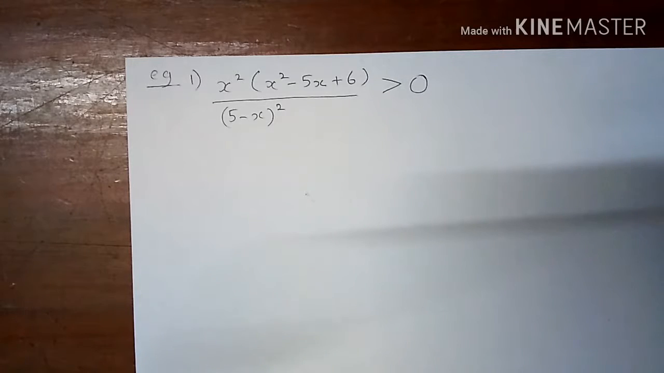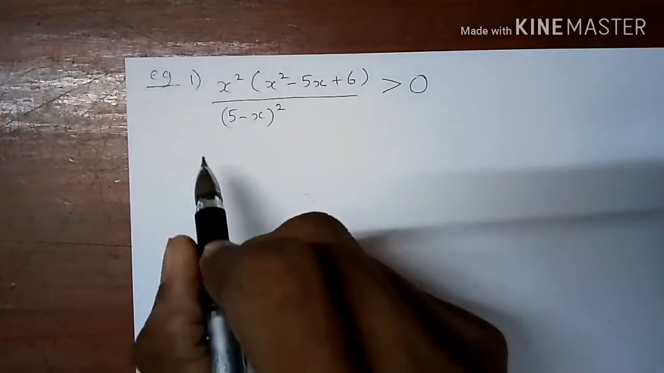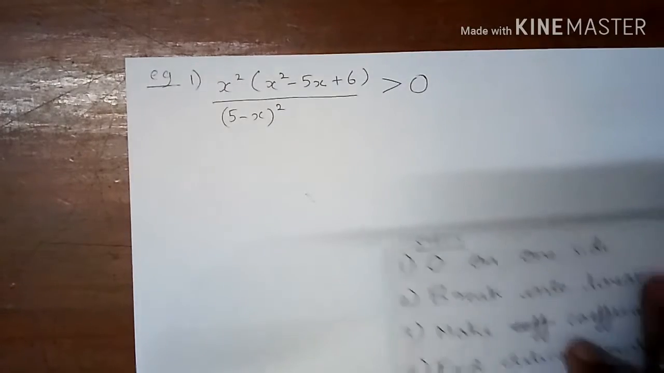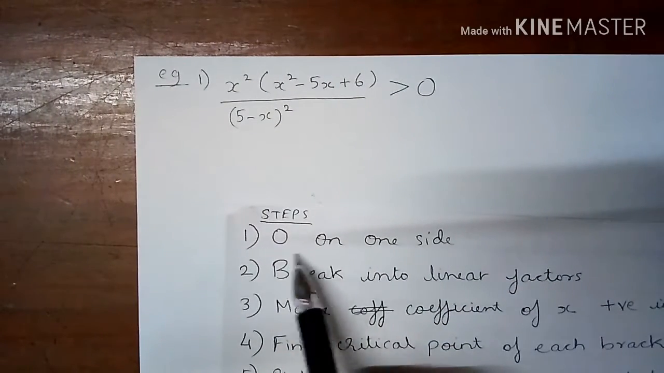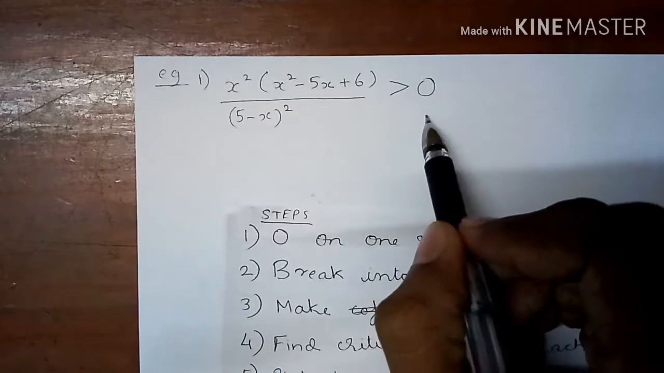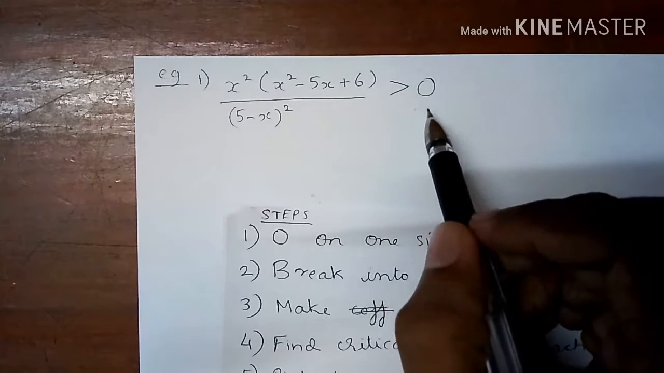Today I will teach you the easiest and the fastest way to solve inequalities. You don't have to substitute and check whether positive or negative, no steps like that. So let's get started. So we have a question like this, and the first step is to check if there is 0 on one side, and yes, we have a 0 on this side.